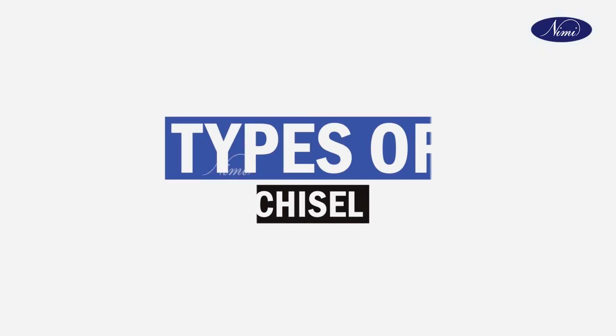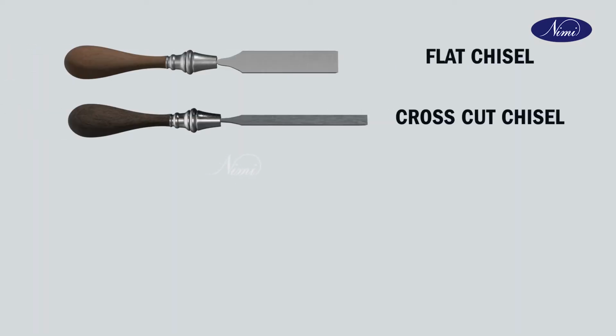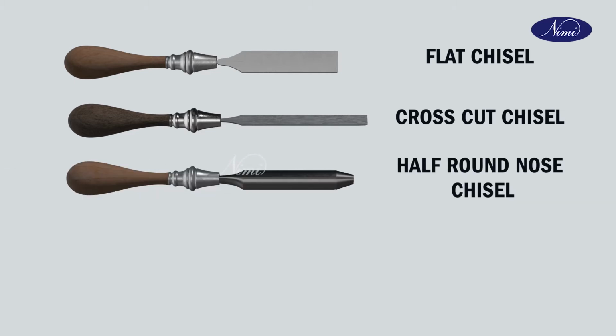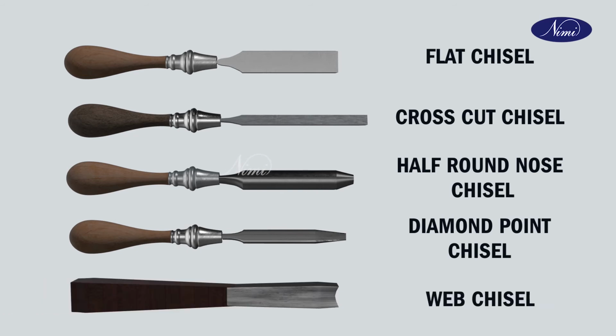Now, we will see the types of chisel. Number 1, flat chisel. Number 2, cross cut chisel. Number 3, half round nose chisel. Number 4, diamond point chisel. Number 5, web chisel. Now, we will see them one by one.